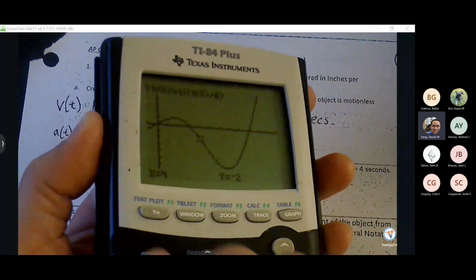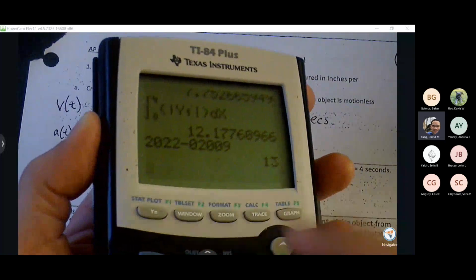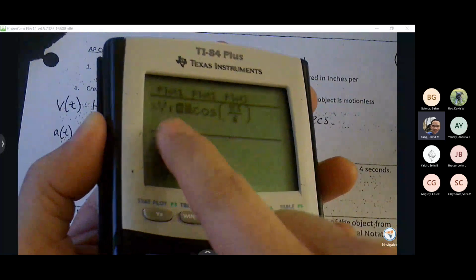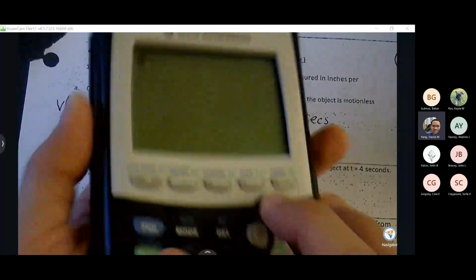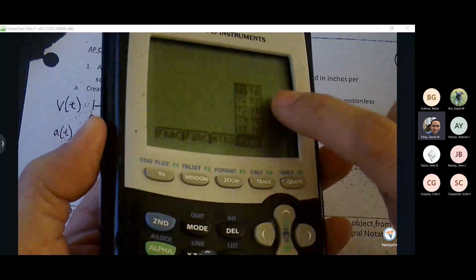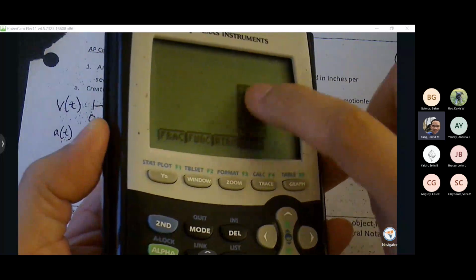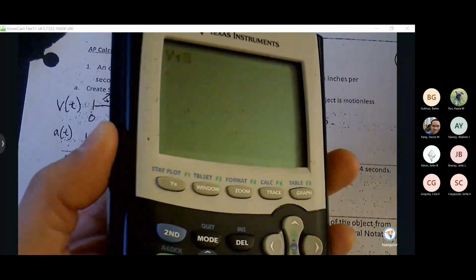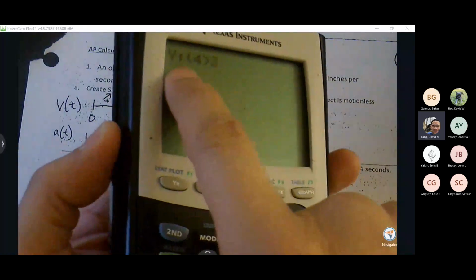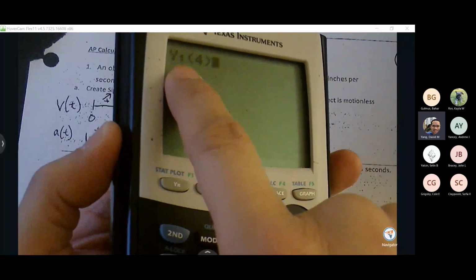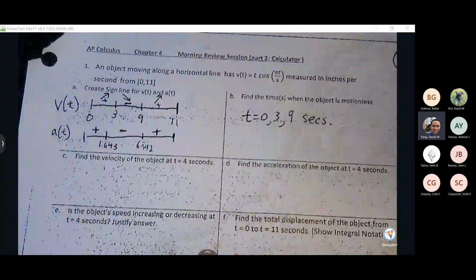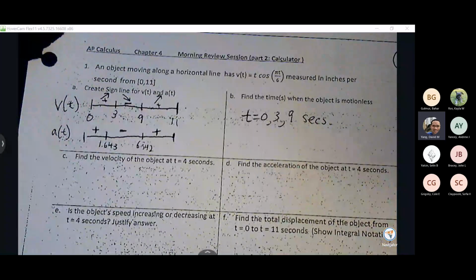Another option is to go back to your home screen and call the function that's stored in Y1. You see how Y1 is storing that velocity function? If you do alpha trace, you're going to see that menu list show up. If you select Y1, then parentheses 4, the calculator will just plug 4 into whatever is stored in your Y1. My velocity is negative 2 inches per second.